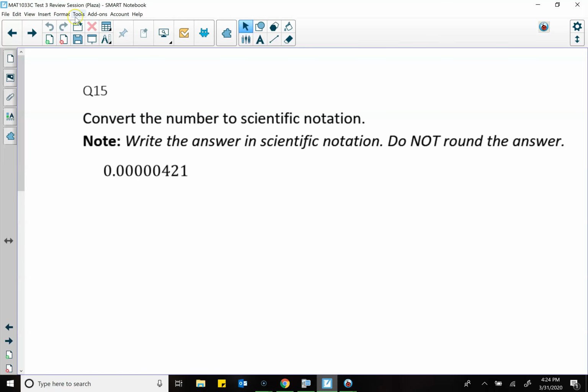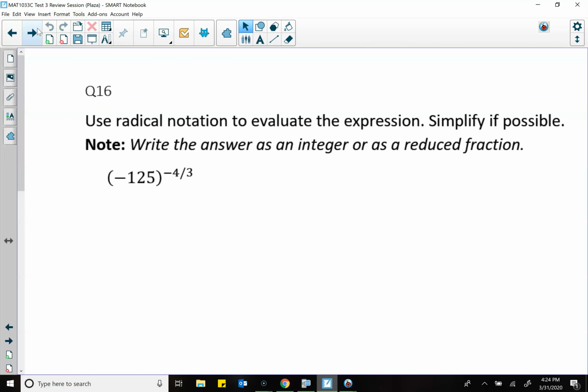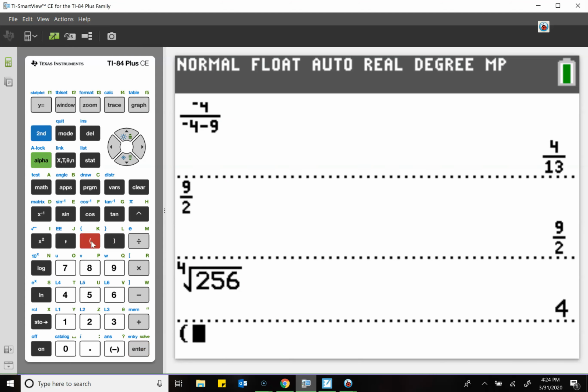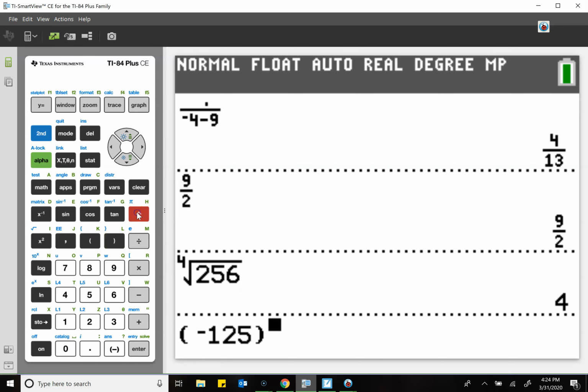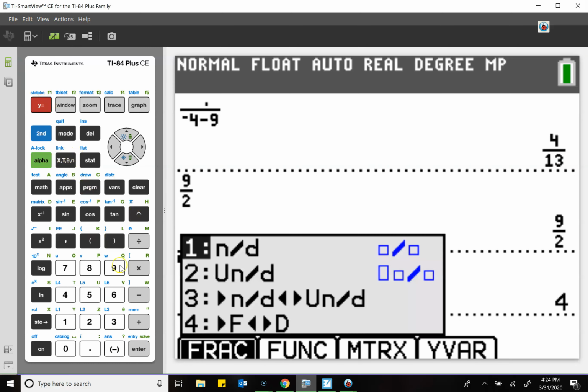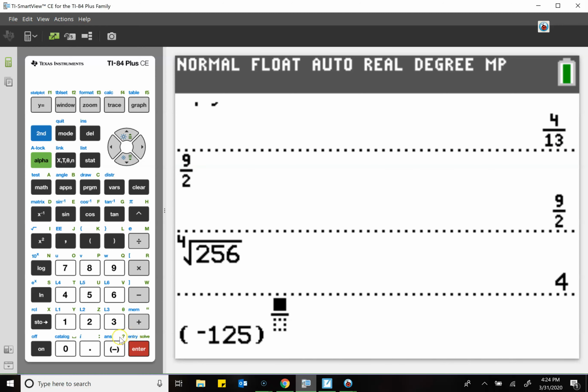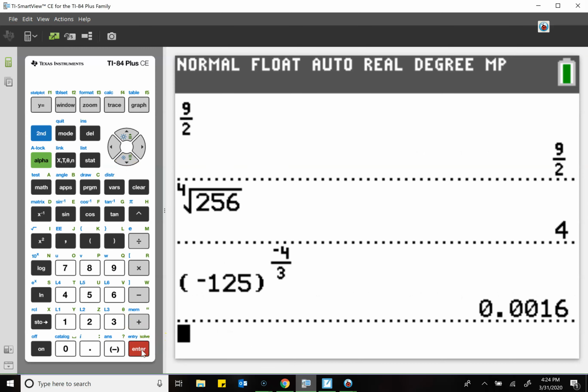All right. Question number 16. So in this one, again, this is 5.2. Here's what's awesome about this problem. I'll show you the math behind it, but in this one, I would just go to my calculator and plug it in. Okay? Parenthesis, negative 125. Close the parenthesis, and it's got a power of a fraction. So alpha y equals is your fraction key. Negative 4 over 3. And there's your answer.